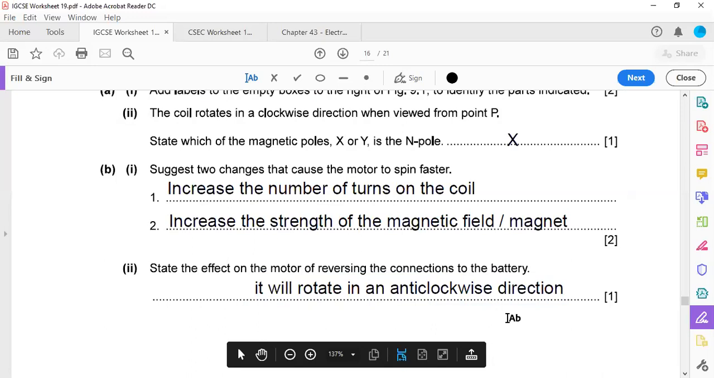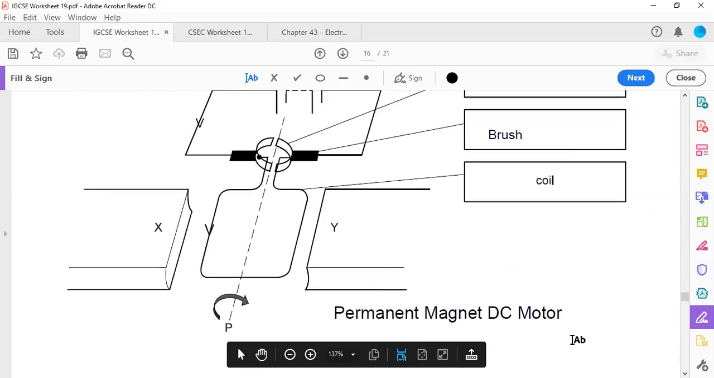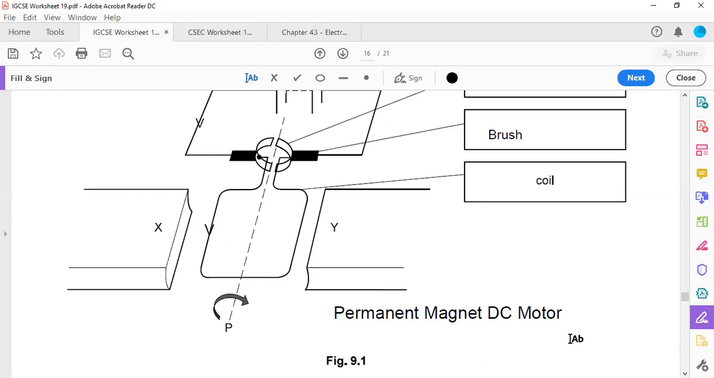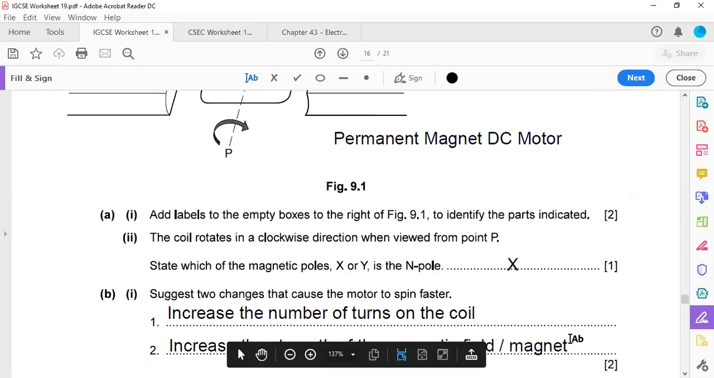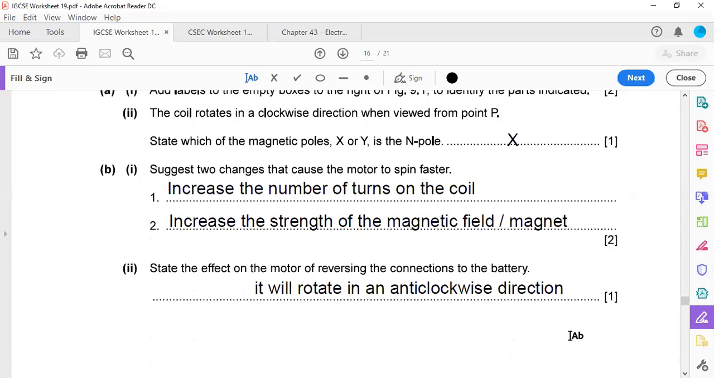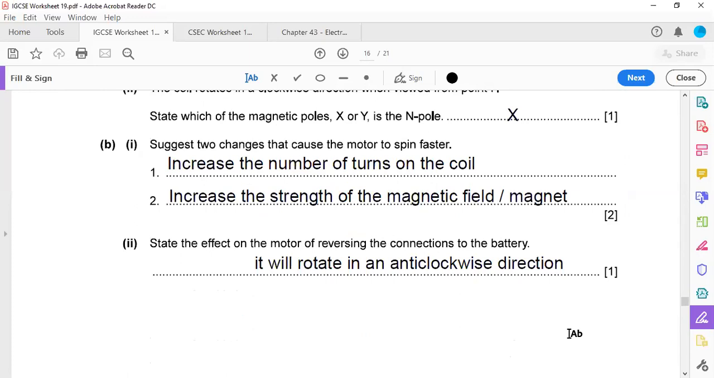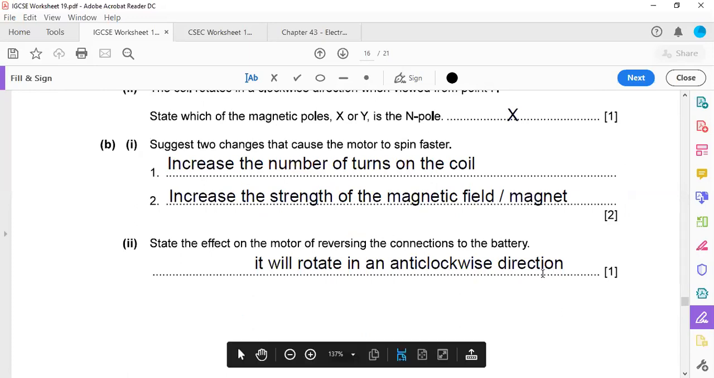Good. So only for this type of motor, the permanent magnet DC motor, you could reverse the connection, like switch the battery connections, for it to go in the reverse direction. However, for any other motor, you would have to reverse the field connections and so forth. But at this stage, you're only doing permanent magnet motors, so your answer is always going to be: reverse the connection of the battery to reverse the direction.